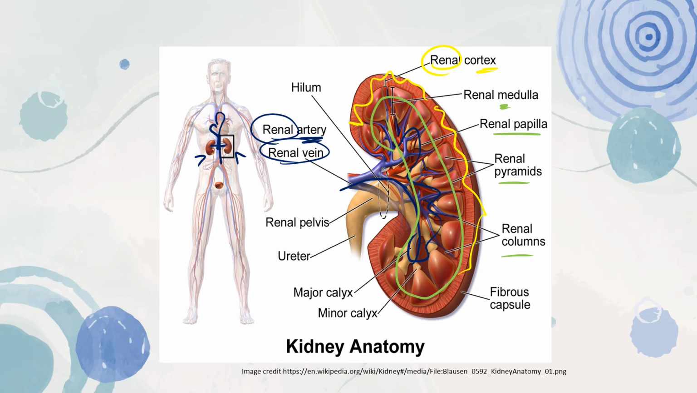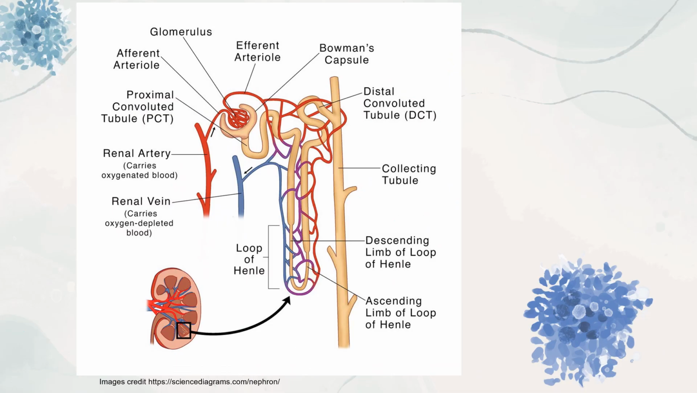Just inside the medulla, now we have the pelvis. The pelvis is here. The pelvis is where the urine starts to collect as it's been separated from the blood. The pelvis is going to merge into the ureter. The ureter is going to carry the urine to the bladder and then to the urethra and then out of the body.